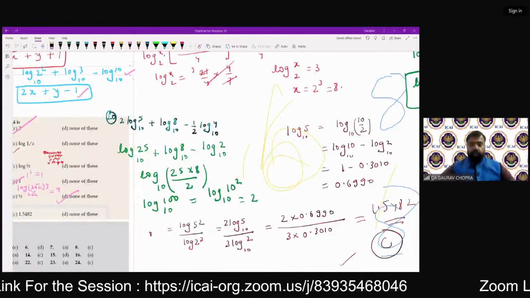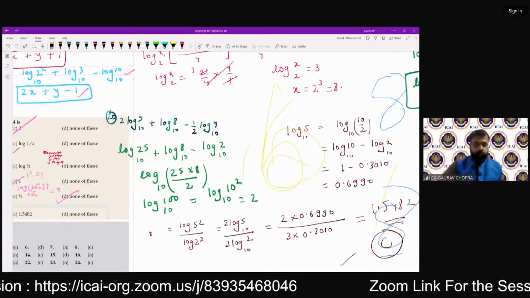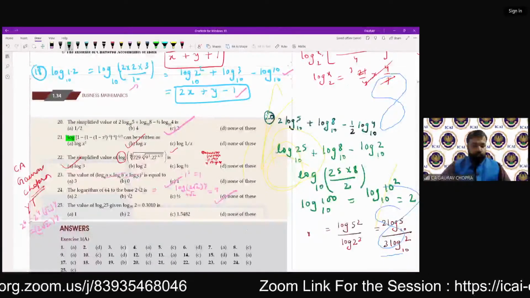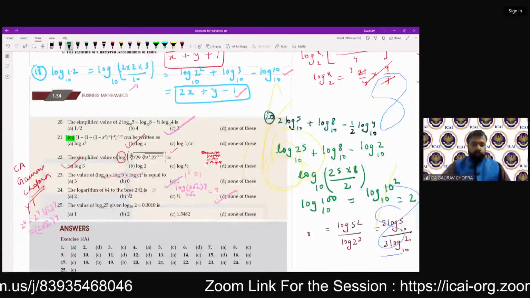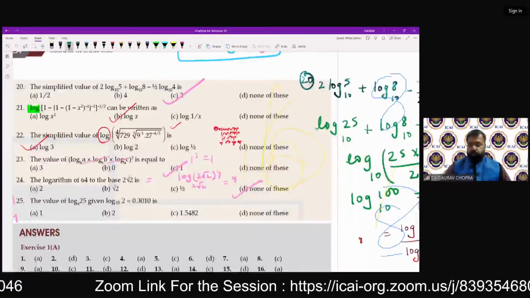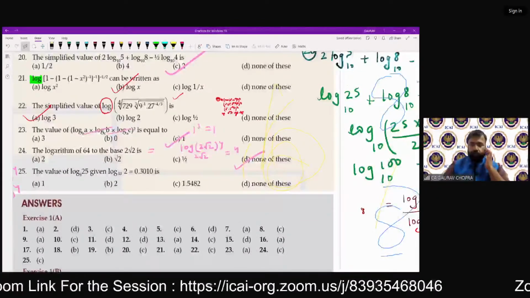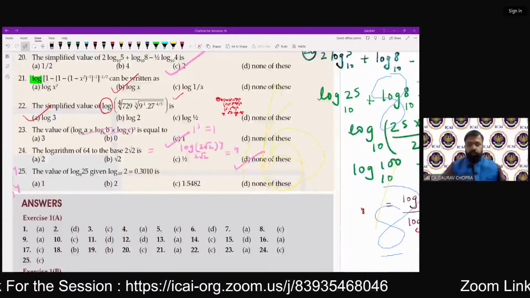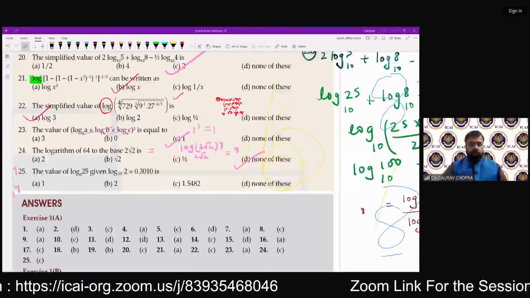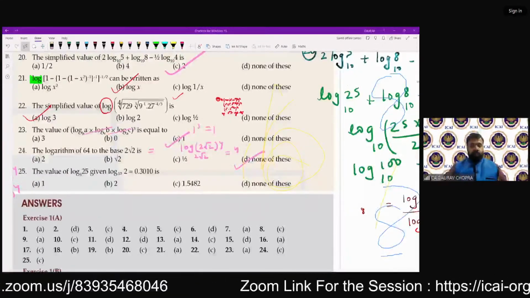Okay, so Vaishnavi says done. Okay, next one. Any more doubt from this exercise? Let me know. Okay, some of the students are asking about question number 25 and 22.